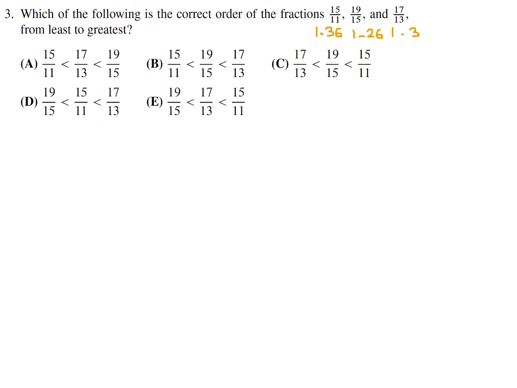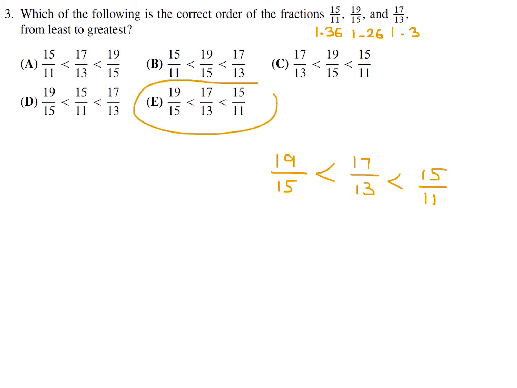So from least to greatest, least looks like 19 over 15. Then after that, 17 over 13. And then the greatest is 15 over 11. So that would be the order, and that is represented by choice E.